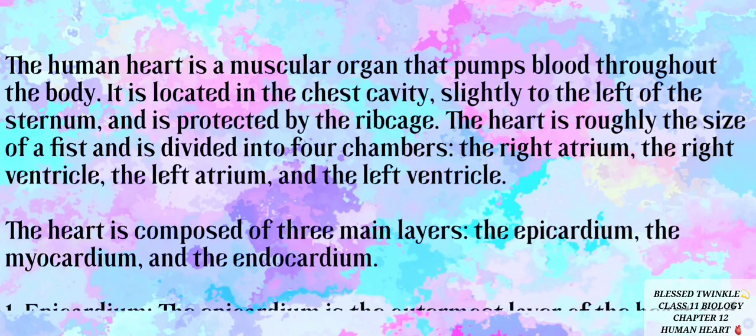The heart is roughly the size of a fist and is divided into 4 chambers: the right atrium, the right ventricle, the left atrium and the left ventricle. And we have different kinds of valves, like the tricuspid valve and the bicuspid valve, or we can say the mitral valve.